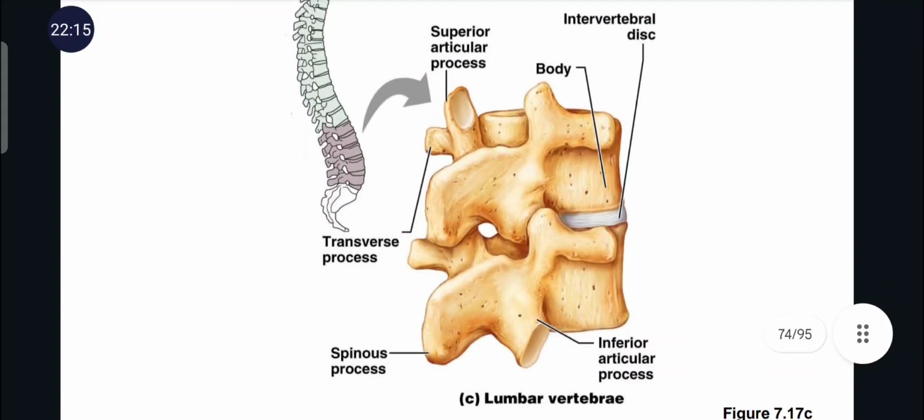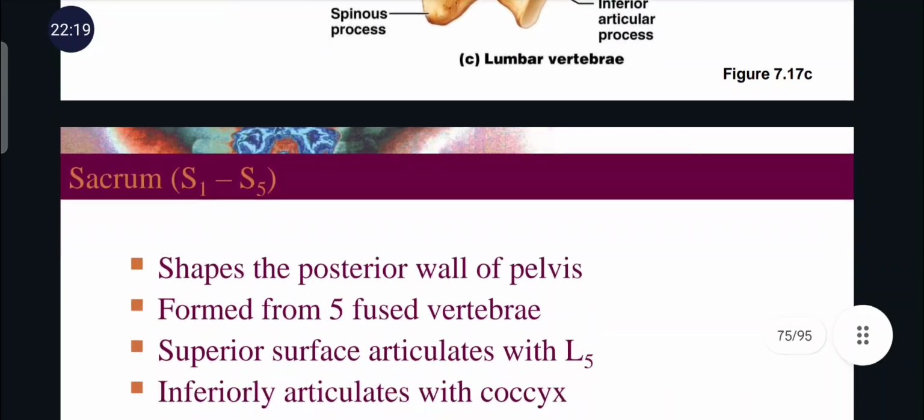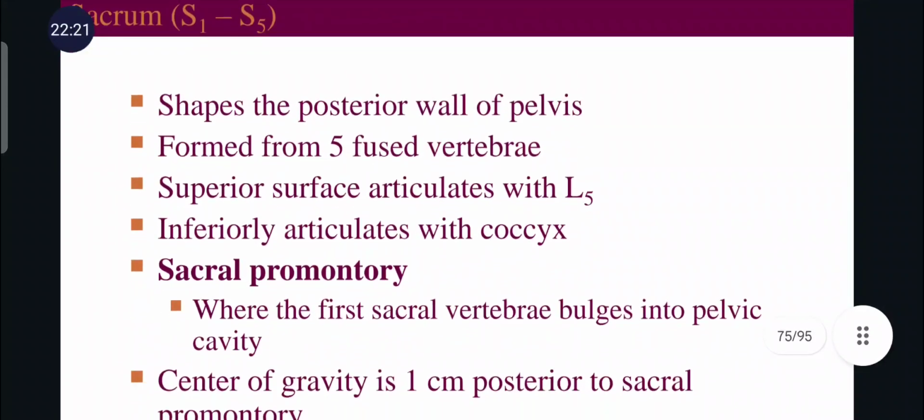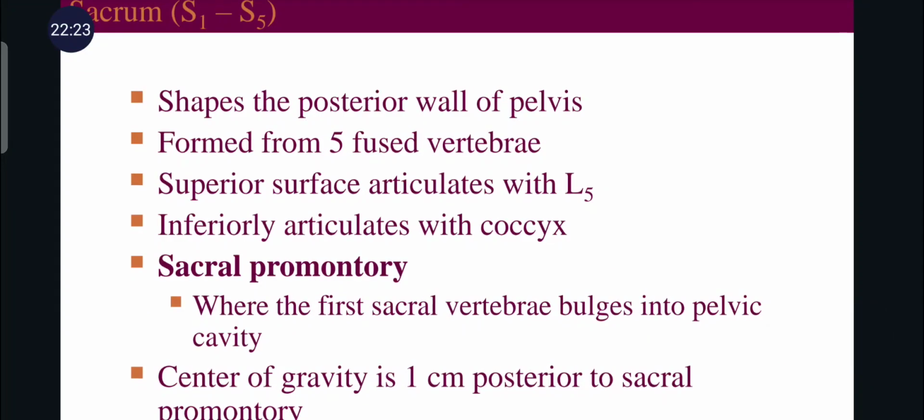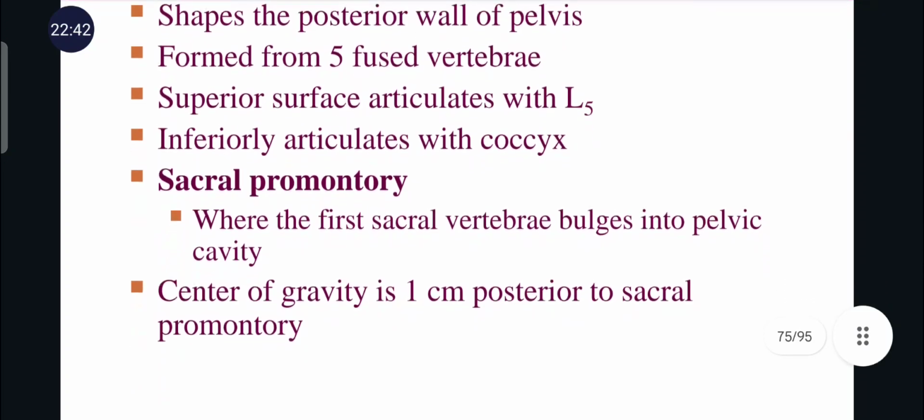So this is the way the lumbar vertebrae are placed one over another. The next type of vertebrae are the sacral vertebrae, which are actually 5 in number but are fused to form one. They shape the posterior wall of the pelvis. Its superior surface articulates with L5, that is the 5th lumbar vertebra, and inferiorly it articulates with the coccyx.